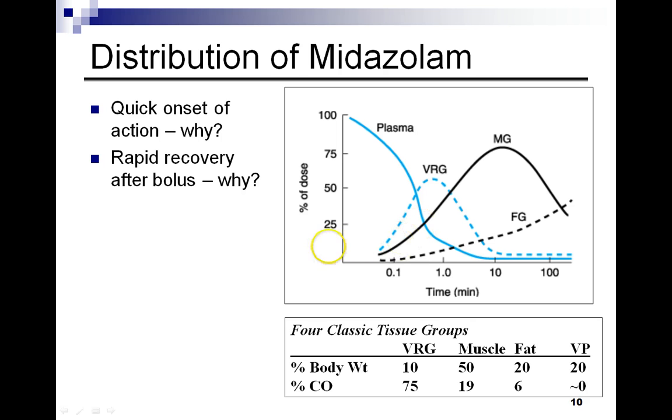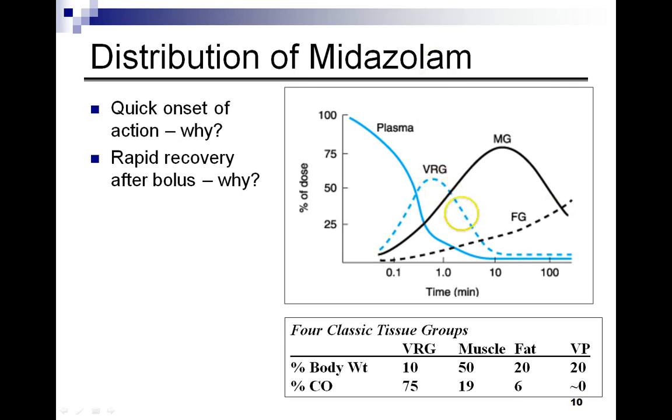It hasn't, but instead it's been transferred to what we call the vessel-rich group. This is a group of organs including not only the brain, but also the liver, the kidneys, the lungs. These are organs that comprise a rather small amount of body weight, but the vast majority of cardiac output. And so within a minute, we have a peak in our vessel-rich group, corresponding to the peak action of midazolam.